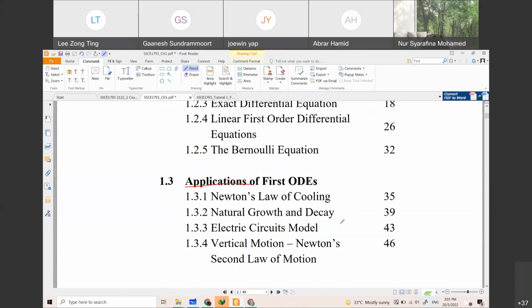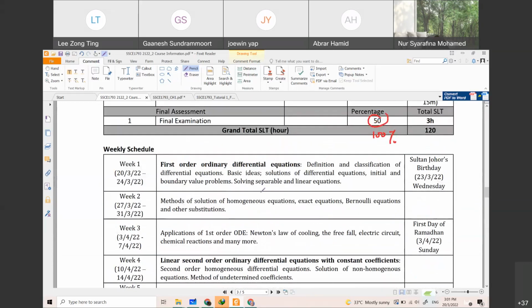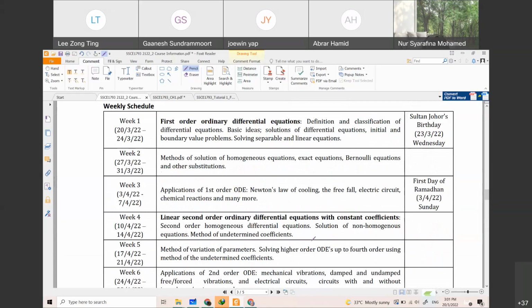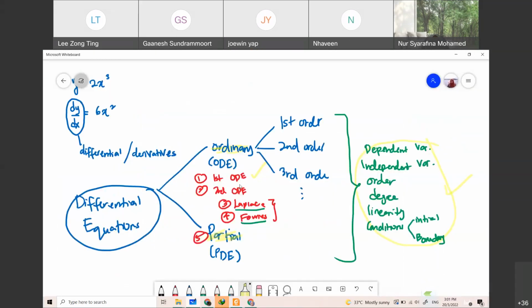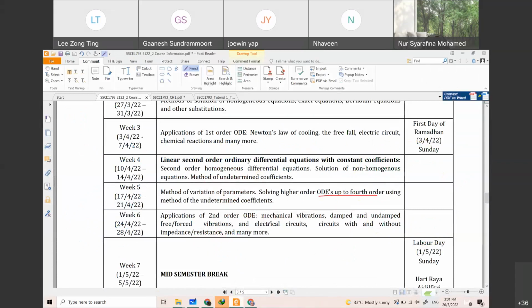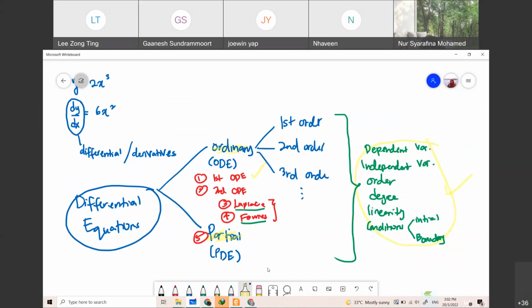As you can see from the course information, once we are done with first order, we proceed with linear second order, where we will learn various methods to solve second order differential equations. After that, we will solve up to fourth order using the methods given. Then we learn how to transform, and the last topic is how to find the solution of partial differential equations. Clear, everyone?